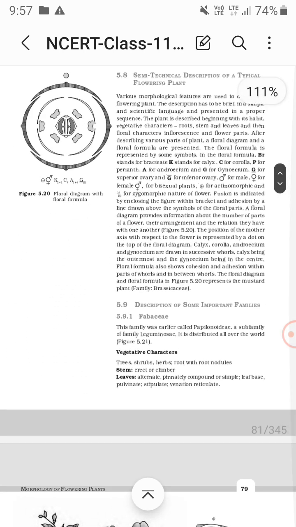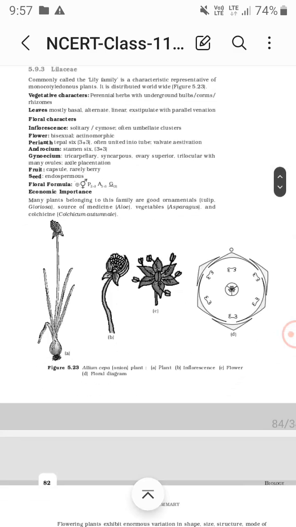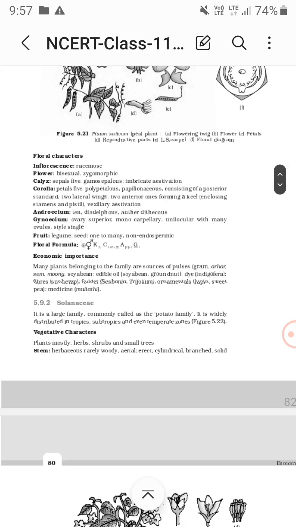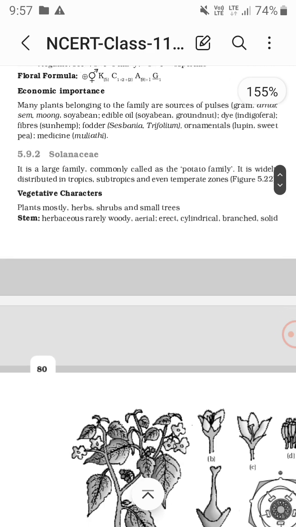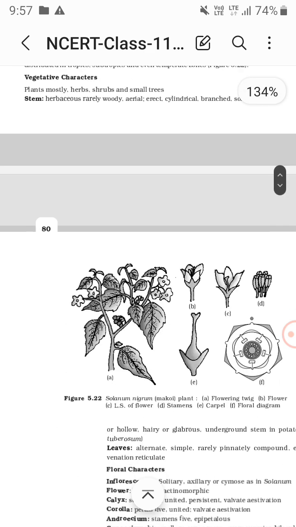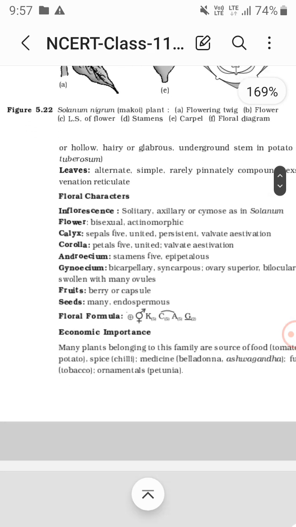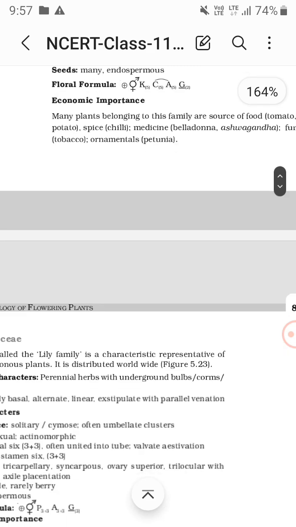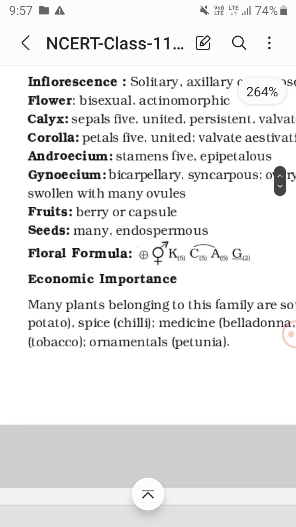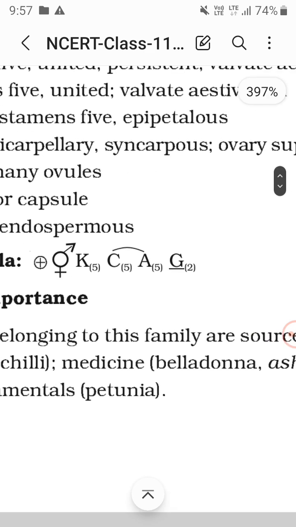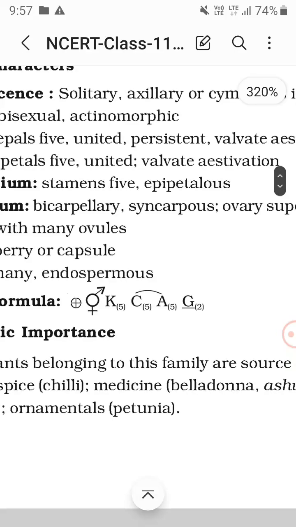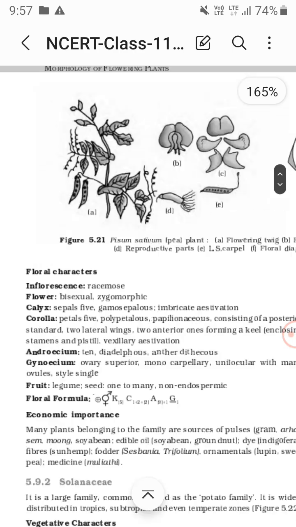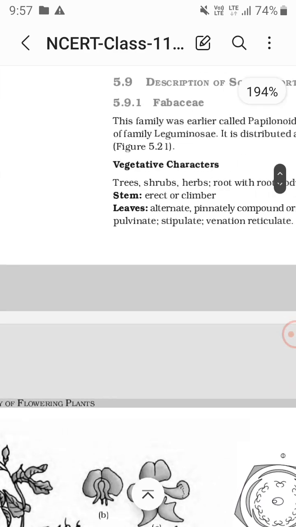Okay, there is only one family that is shown, that is Solanaceae, that is potato. So vegetative characters include stem, leaves; floral characters: inflorescence, flower, calyx, corolla, androecium, gynoecium, fruit, seeds, floral formula, economic importance, and all that. Plus bisexual, K(5), C(5), A5, all fused together. G(2) below that, two fused. So this is it.